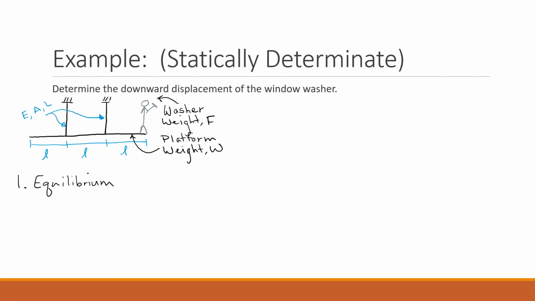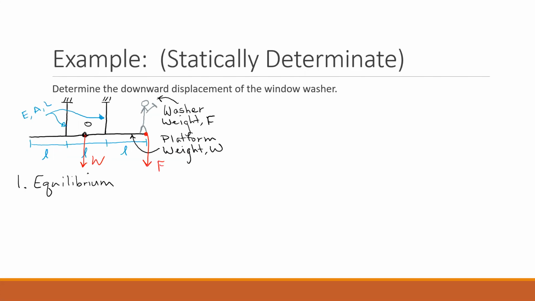I would argue that we should implement equilibrium by looking at the moment about some stationary point. So we might say we're going to look at the center of this platform as our reference point. The platform itself has some weight W, and that would be acting at the centroid, correct? So it would be acting here. And of course, the window washer is acting where the window washer is standing.